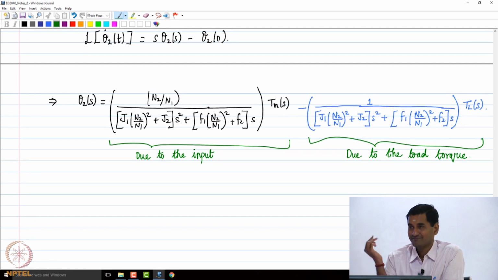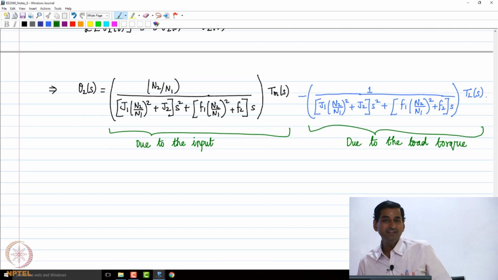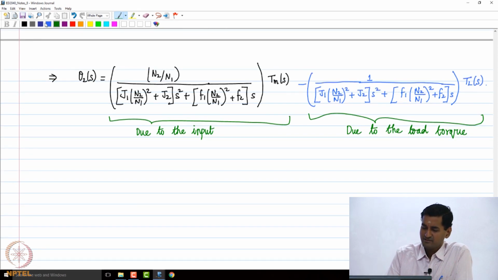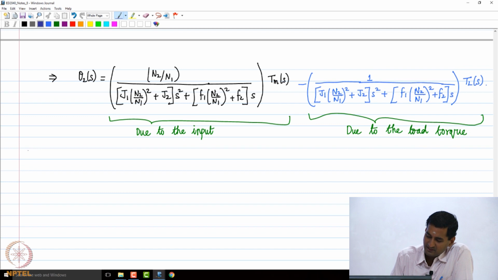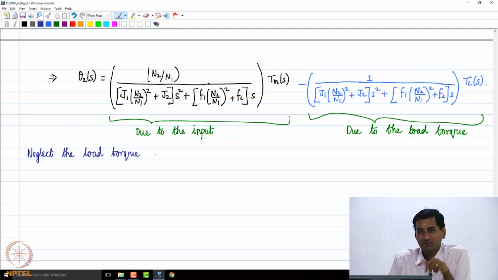Obviously. But the plant transfer function per se is the function multiplying Tm(s). That is the plant transfer function, because it is the one relating the input and the output. So for further analysis and design, momentarily we will neglect the load torque, so that we can carry on with the analysis. Then we will revisit towards the end and see how our design is affected by the load torque. That's something we'll come back to. For the time being, let's neglect the load torque TL.